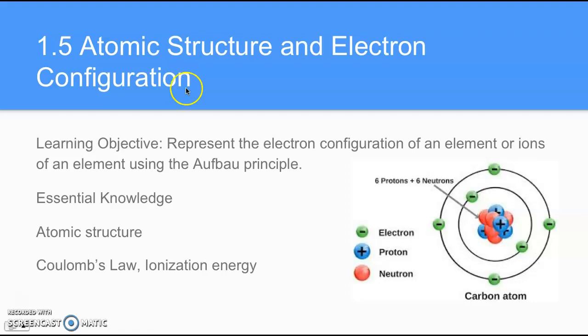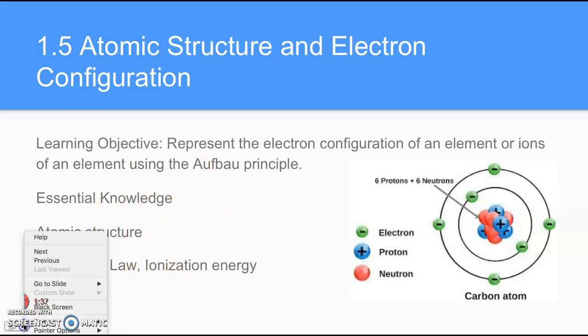The first one is just basic atomic structure. All you really need to know here is that there's a nucleus which contains protons and neutrons, which overall has a positive charge, and then that's surrounded by a cloud of electrons. There's a lot to atomic structure, but in AP chemistry, that's essentially all that we need to know. All right, and then we get to Coulomb's law.